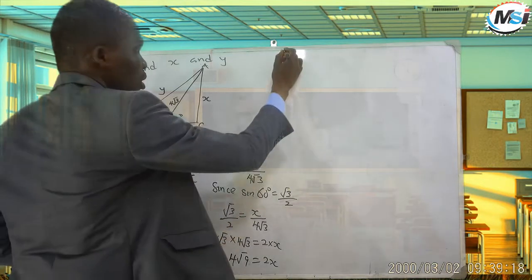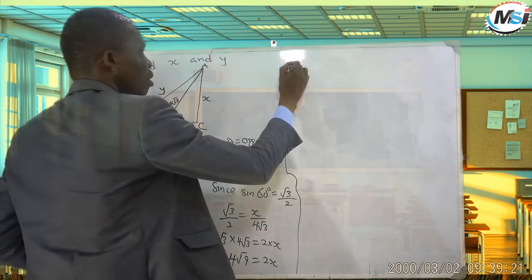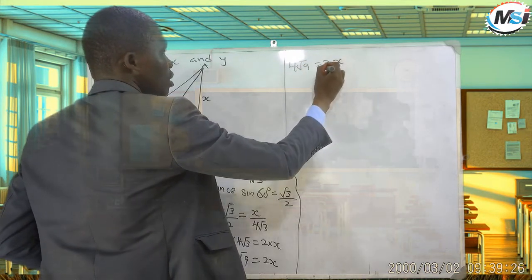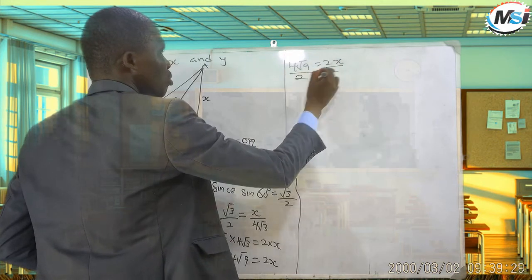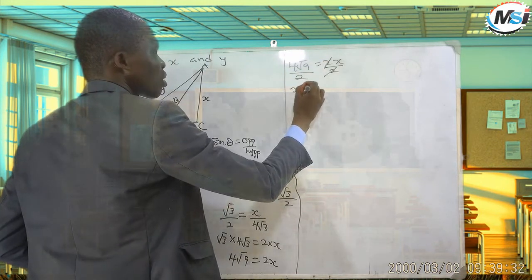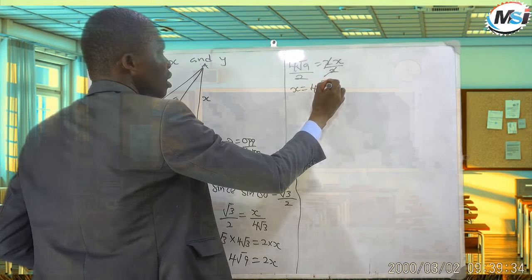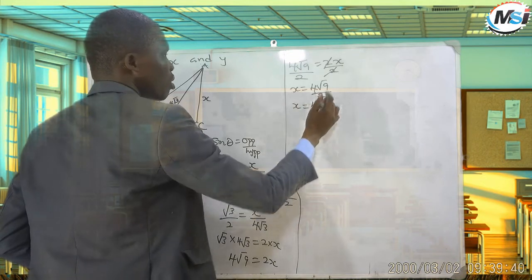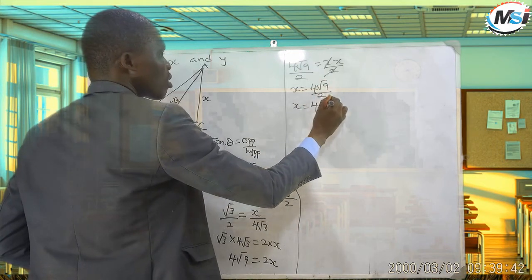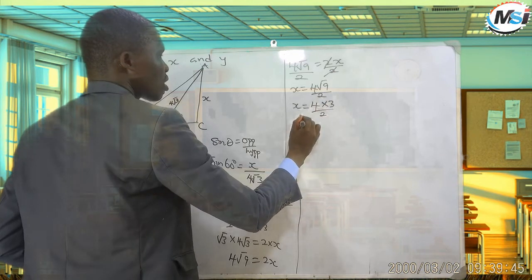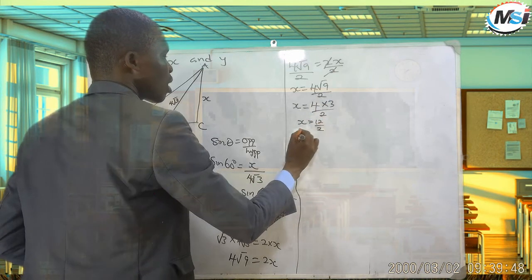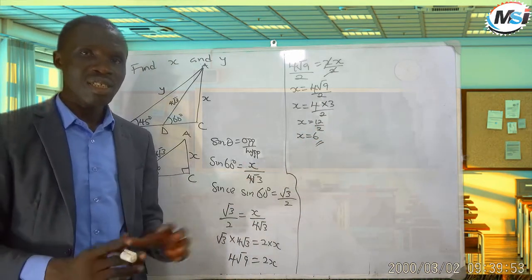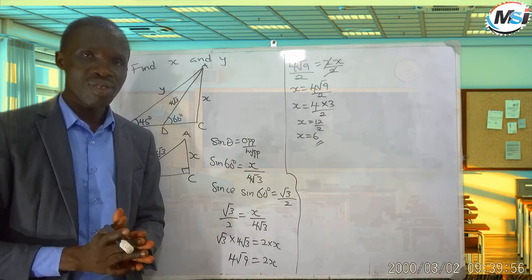Okay, so let me manage my board. 4 root 9 equals 2x. Divide this by 2, divide this by 2. This will cancel this. x will give us 4 root 9 divided by 2. 4 root 9 will give us 12, since root 9 is 3. Divide this by 2, x will give us 12 all over 2, and x will give us 6. So that means the value of x is 6 centimeter. I believe you understand that, right?